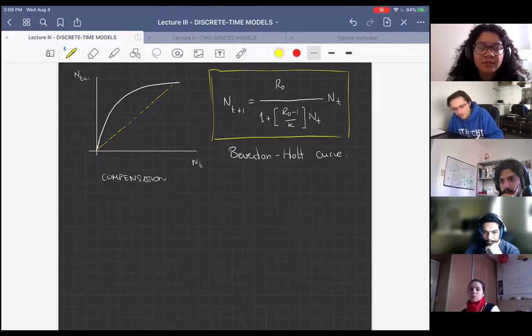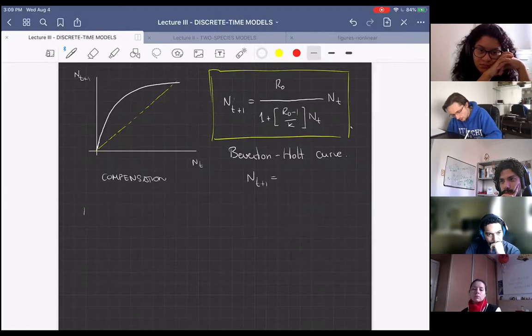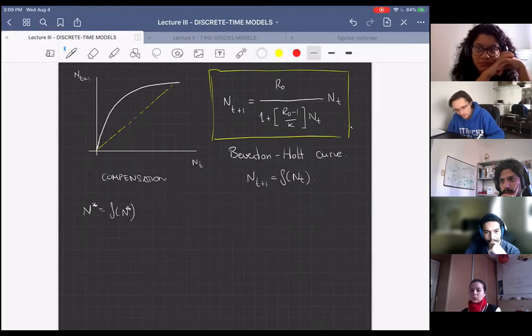So there are many things we can do to this map. We can calculate the fixed points as we did before. So we can calculate them if we say that n t plus 1 is equal to f of n t. We can calculate the fixed points as we did before, and you will see that we have 2 fixed points. The first one is n star equal to 0, and the second one is equal to k, which already gives us an idea of the connection with the logistic model. We have a carrying capacity here.